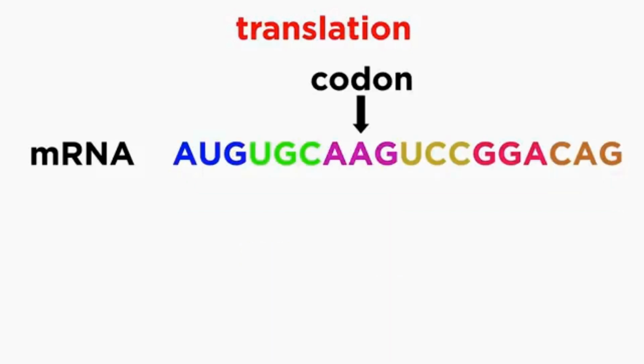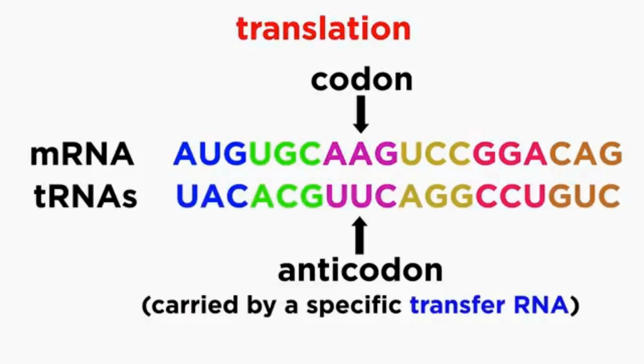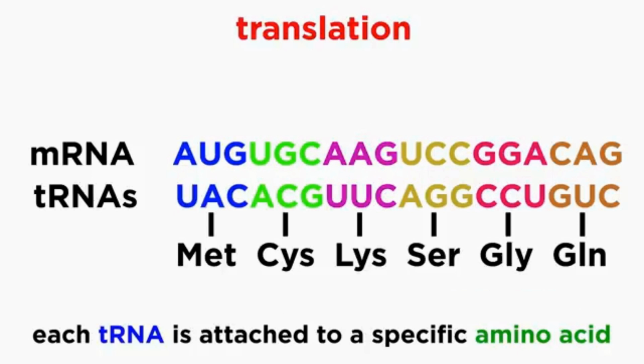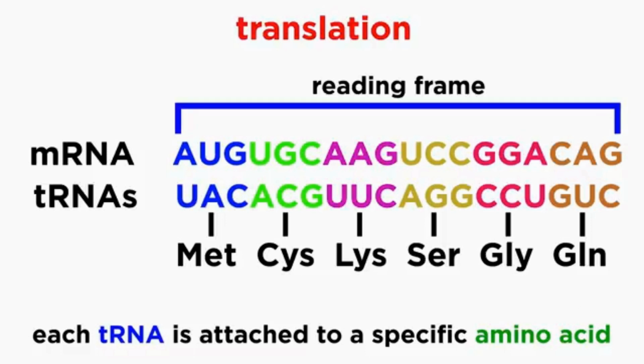This happens because each set of 3 bases on the mRNA, which we call codons, will code for a specific anticodon, which will be carried by a specific transfer RNA, or tRNA. And each different tRNA is covalently linked to a particular amino acid. The arrangement of the nucleotides into these codons is called the reading frame.